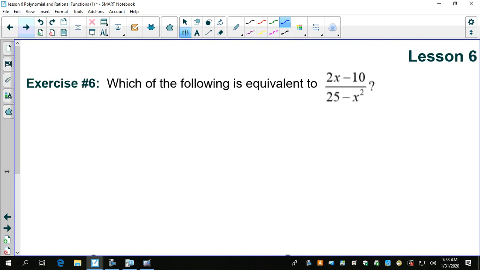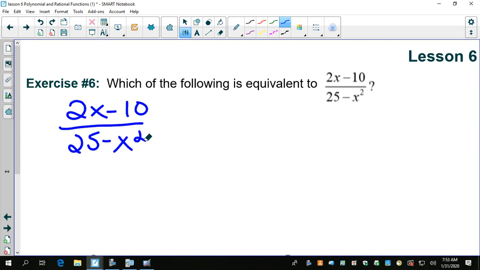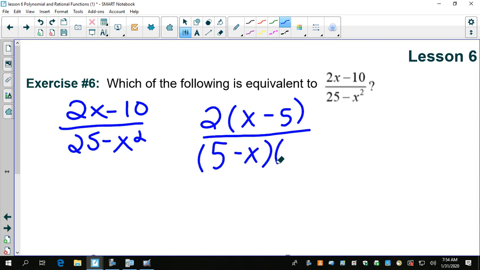So now let's look at exercise 6. 2x minus 10 over 25 minus x squared. Now, remember when I taught factoring, and I said if the order was flip-flopped, never rearrange the order, just keep the order? Okay, so how do we factor the 2x minus 10? 2 times x minus 5. And the bottom is? 5 minus x.